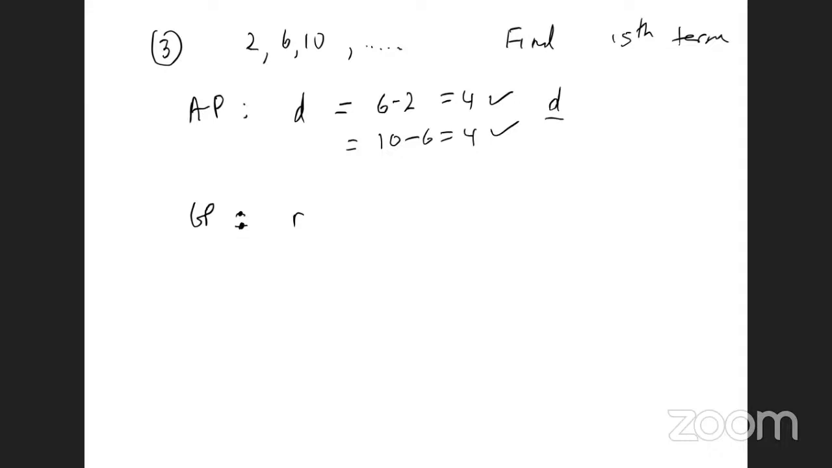Let's just try if it were R. R is dividing 6 by 2, which is 3. And then divide 10 by 6, and we get 5 over 3, so about 1.67. They are not equal, so therefore no R, no common ratio. You're seeing that? So it has to work for more than 2. Therefore, we know it's an AP.